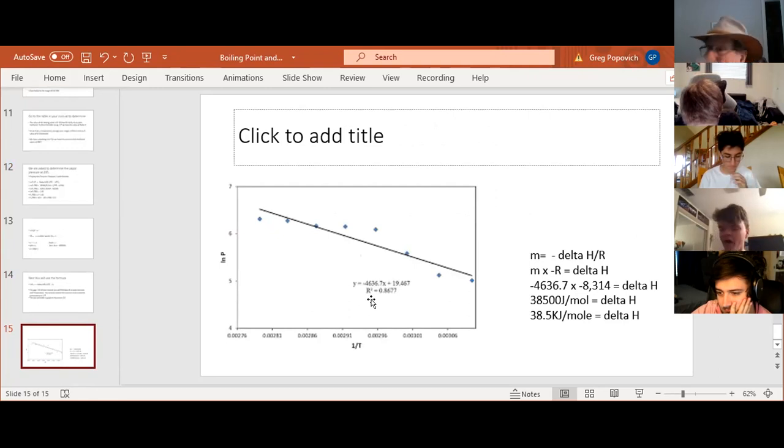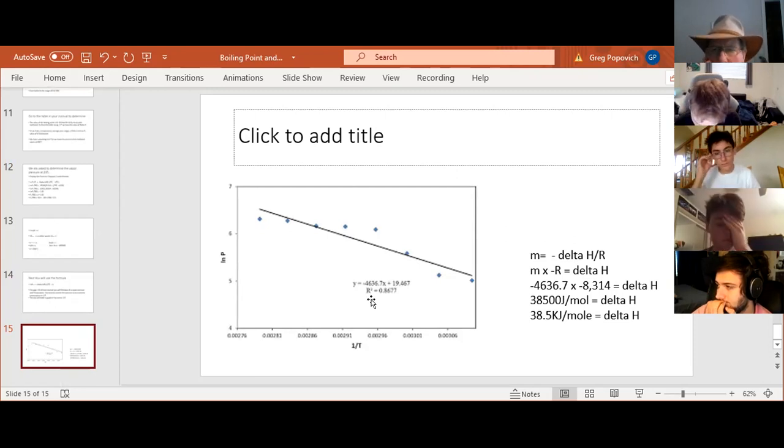Once I get the slope, everything is a piece of cake because I know the slope is equal to minus delta H divided by R. I'm going to take my slope, multiply it by my negative R. That ends up being a huge amount of joules, which I'm going to turn into kilojoules. This one, you do need to convert to kilojoules per mole because that's how delta H's are reported. Any questions, ladies and gentlemen?